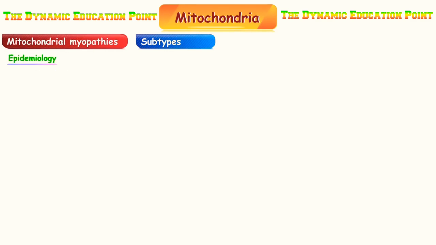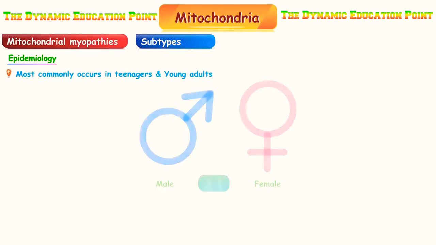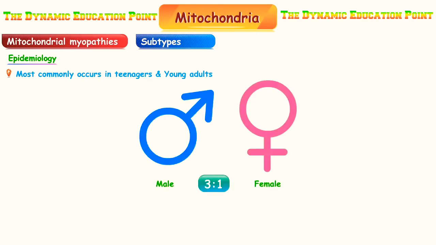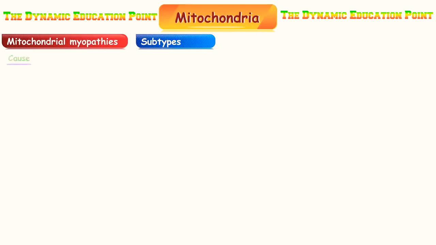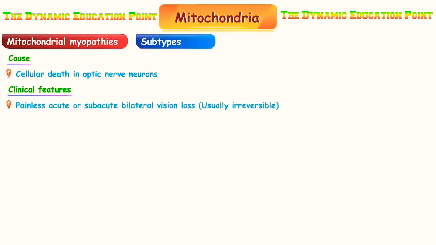Let's now discuss some of the epidemiology. This most commonly occurs in teenagers and young adults, with the male to female ratio being about 3 to 1. The cause is cellular death in the optic nerve neurons, and clinical features are painless acute or subacute bilateral vision loss, which is usually irreversible.